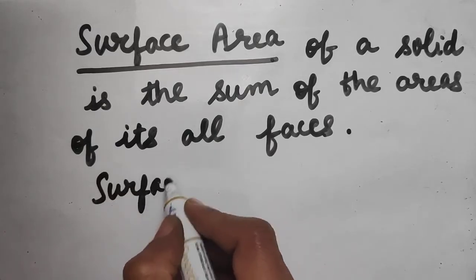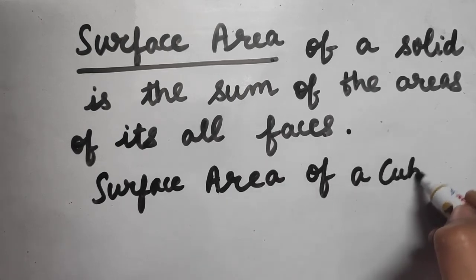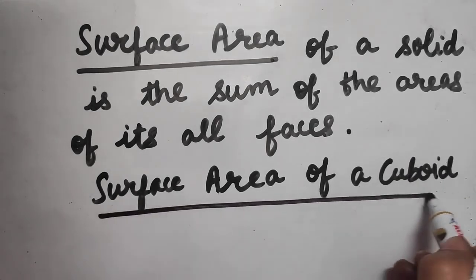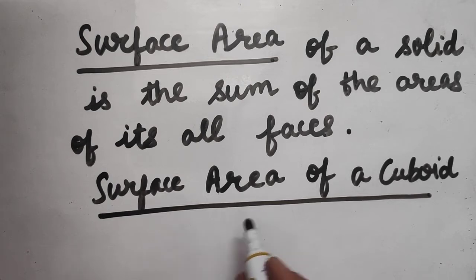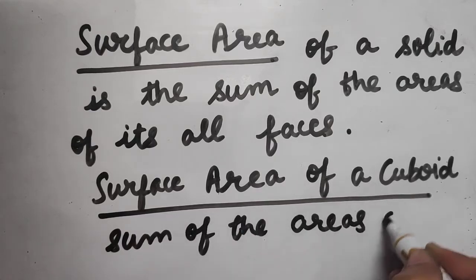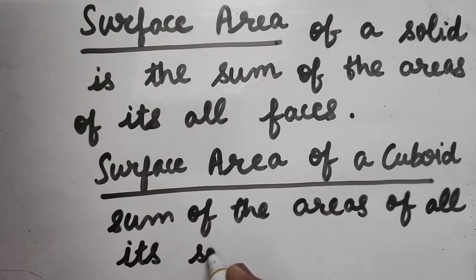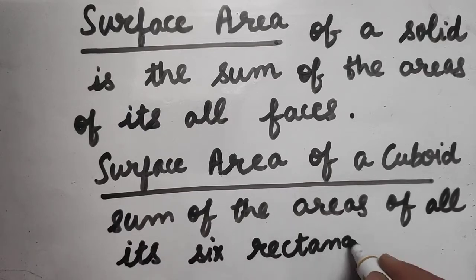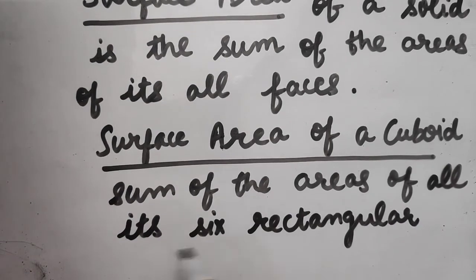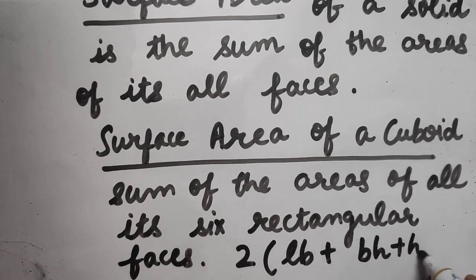Surface area of a cuboid is the sum of the areas of all its 6 rectangular faces, and it is given by 2 bracket LB plus BH plus HL. So this is the formula of surface area of a cuboid.